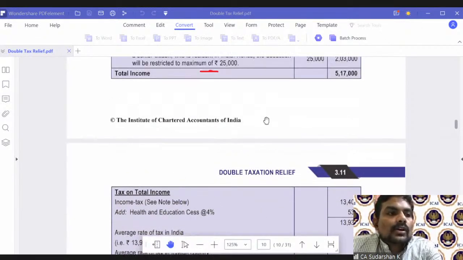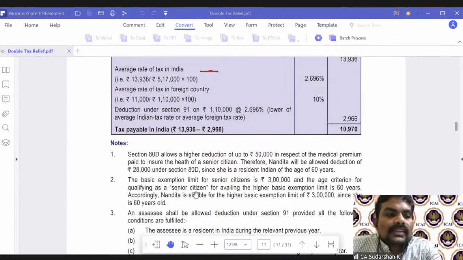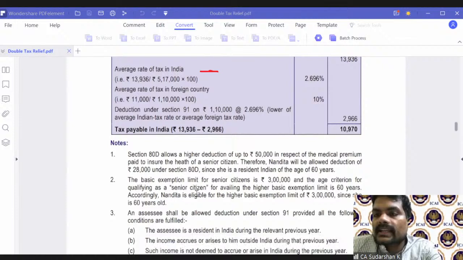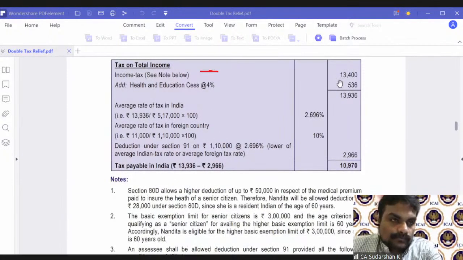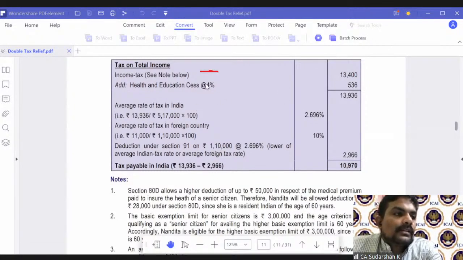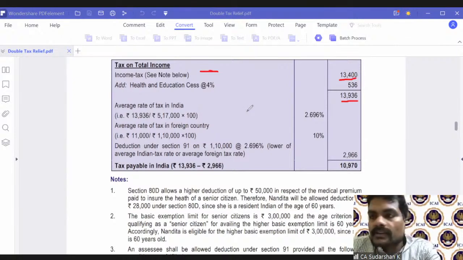So tax on 5,17,000. She's a senior citizen, 80 years. So therefore, the basic exemption limit goes to 3 lakhs. And if you keep that in mind and compute the income tax payable, it will work out to 13,400. And you have health and education cess, add 4%. The total comes to 13,936.